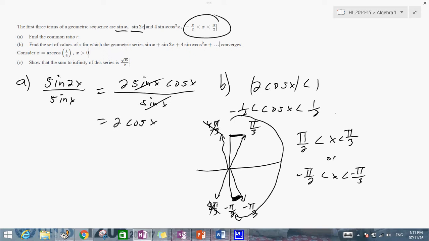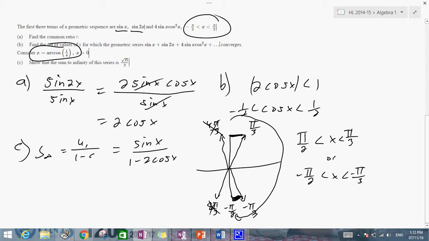Okay, C. Show that the sum of this series is root 15 over 2. Ooh, okay, so this is an infinite series, so the sum of the infinite series is equal to u1 divided by 1 minus r. And for this one, our u1 is sine x, and our r value is 2 cosine x. And they said, let's use x equal to arc cosine of 1/4.